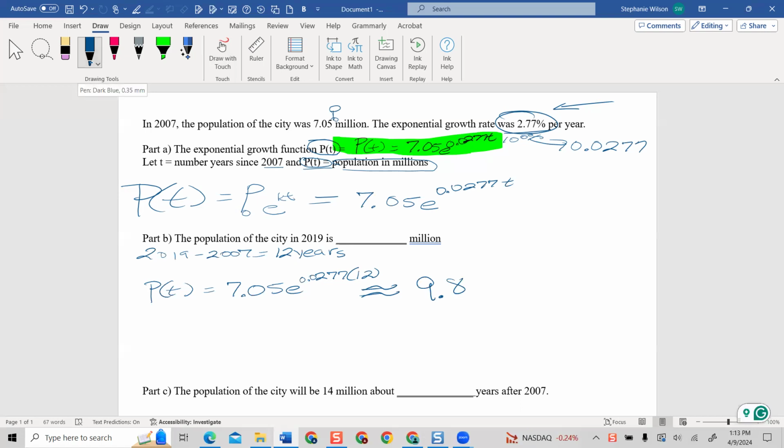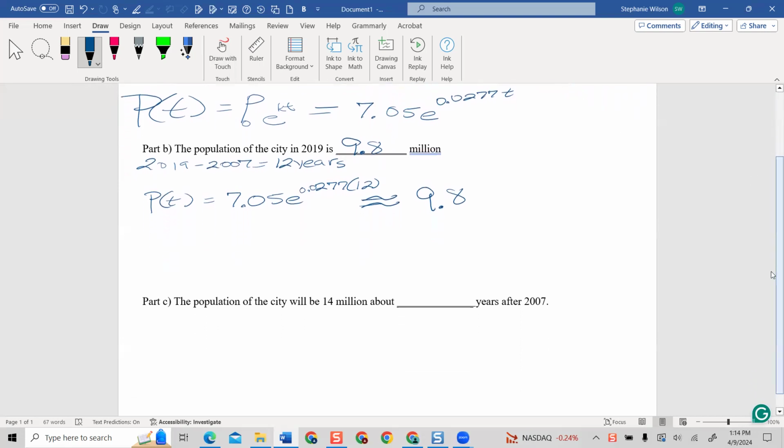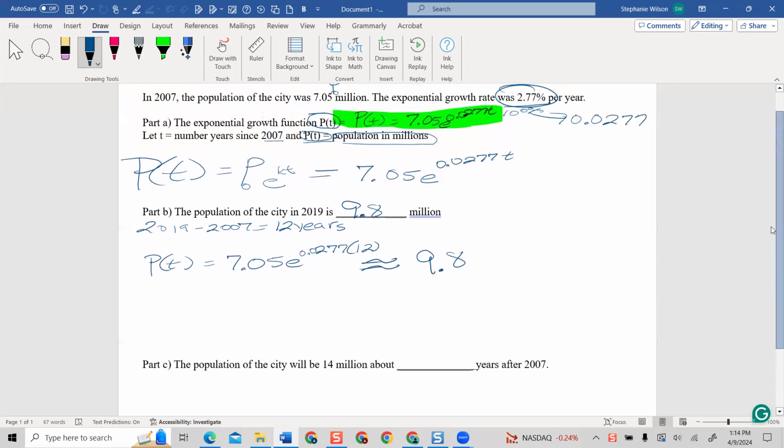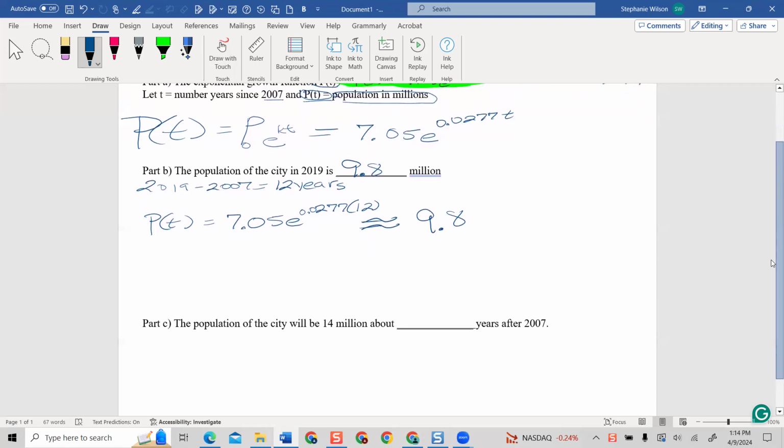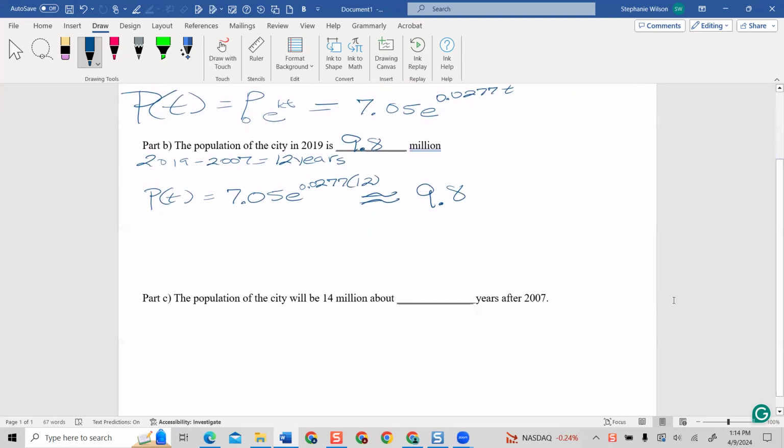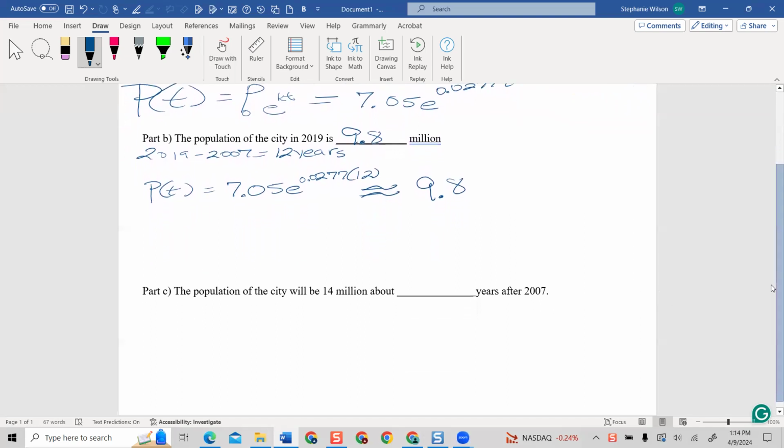I rounded to the nearest tenths. Be sure and read the directions. It may ask you to round more or less. All right. So it's saying the population, if our growth rate does not change, right, that percent rate here does not change, in 12 years, the population should be around 9.8.